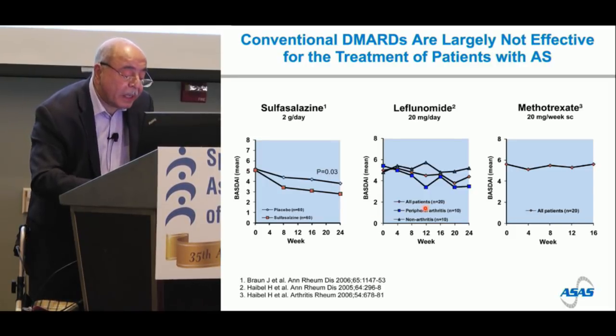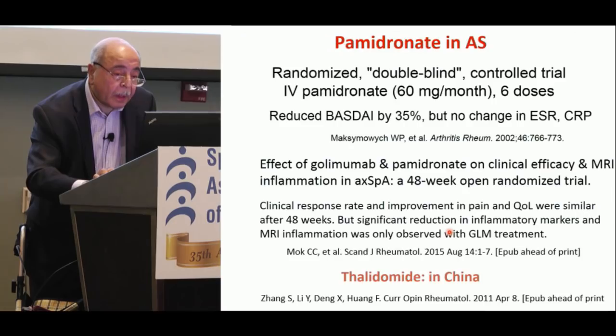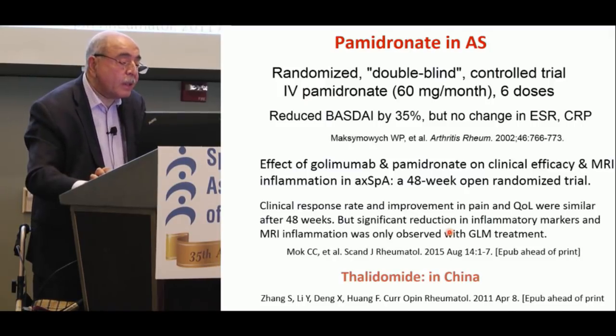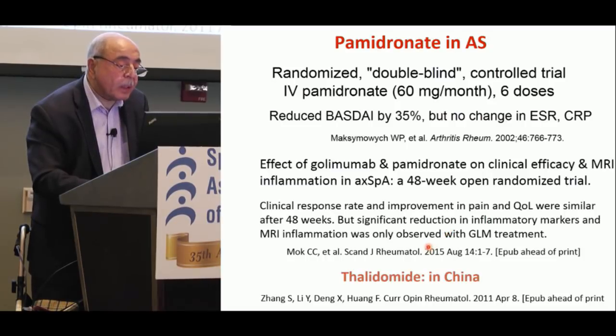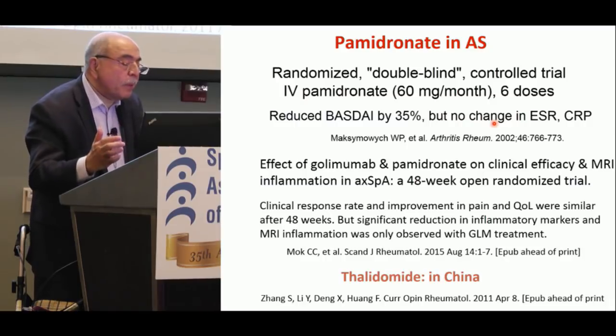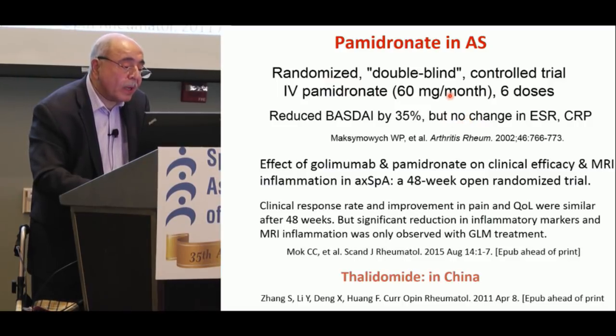While leflunomide, another drug like methotrexate, they are used in rheumatoid arthritis, they were not effective, and methotrexate also. So pamidronate has been given for some patients who failed to respond before TNF inhibitor came along. It is given intravenously, but it's not really that effective. So I would not encourage it, I've not used pamidronate for patients.